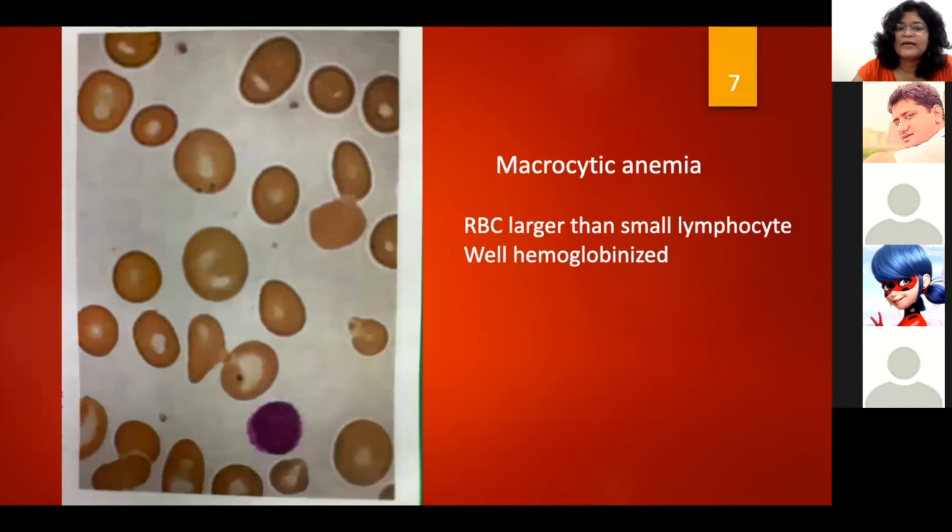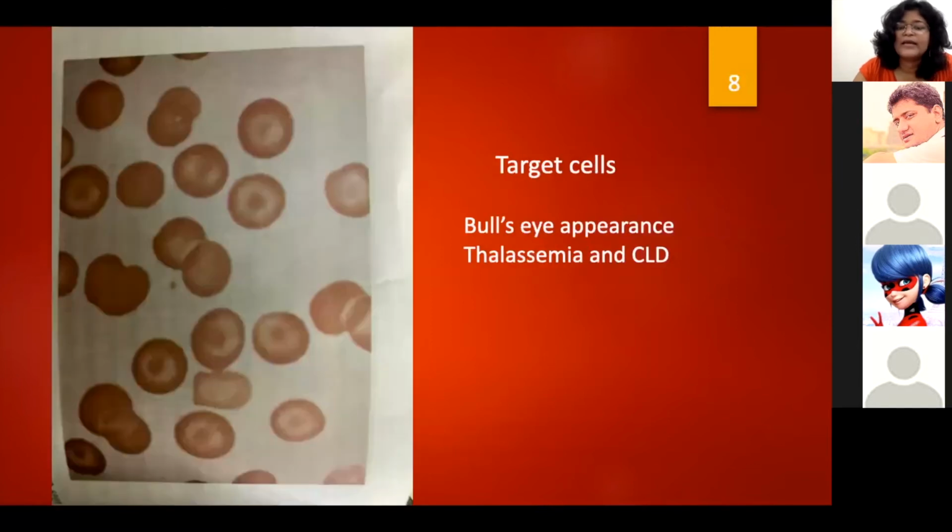Macrocytic anemia, typically you will see, compared with a lymphocyte that we see at the bottom of the film, you see it's bigger. The cells seem to be bigger than the lymphocyte. And there is no hypochromia. In fact, the hemoglobinization seems to be almost throughout the cell. This is typical of megaloblastic anemia. In megaloblastic anemia, in the film, you will also see hypersegmented neutrophils. And there could be a drop in the platelet count as well. Target cells, these have a bullseye appearance. And this is seen typically in thalassemia and in chronic liver disease.